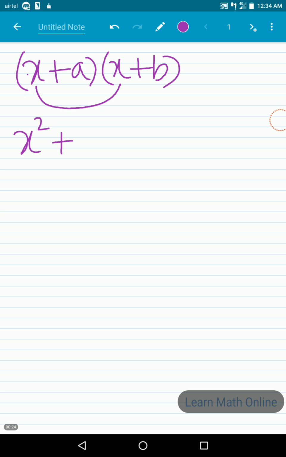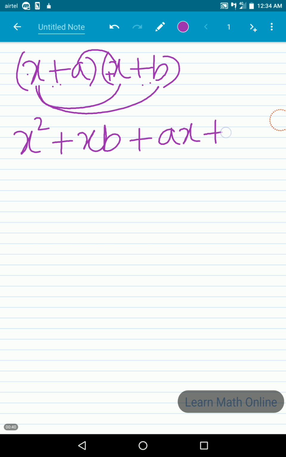We have plus and plus here, so x into b will be plus xb. Plus a and plus x. Now a into x will give us ax. Plus into plus is plus. Now the last term, a into b will give us ab.